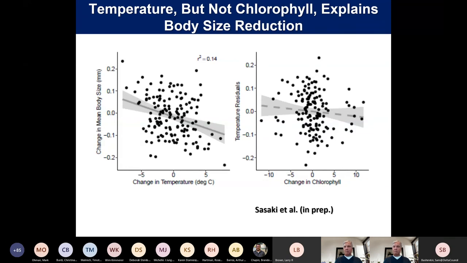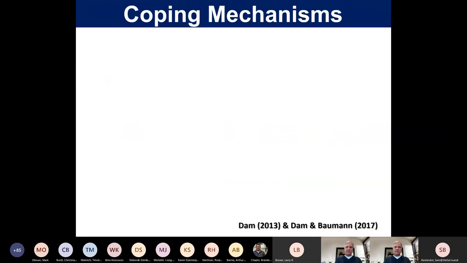Somebody's asking a question about whether that could also be related to predation. That's a possibility, but we don't have data to test that hypothesis. Okay, next slide.